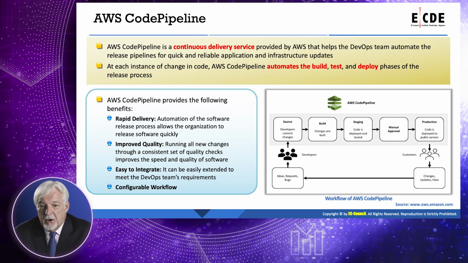There's rapid delivery. Automation of the software release process allows the organization to release software more quickly and surely with less error as far as the actual deployment goes. There's improved quality. Running all new changes through a consistent set of quality checks improves the speed and quality of the software that's being delivered. And it's relatively easy to integrate. This can be easily extended to meet the DevOps team's requirements as far as the scaling of what's being done. And there's a configurable workflow so that you can interactively change pieces of the workflow to suit your specific needs within the program that you're running.